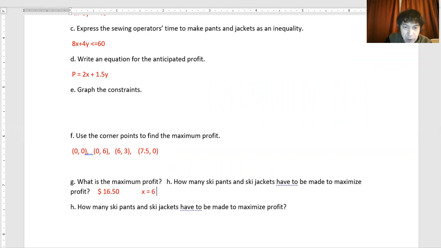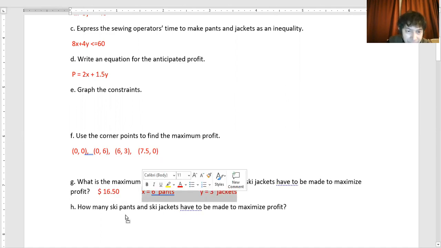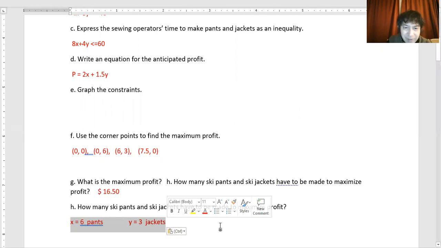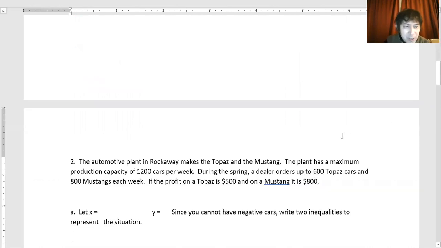So we have 6 pants there. And how many jackets? That would be for Y. Of course, that would be 3 jackets there. Okay, these are the answers. And that goes to letter H. Okay, all right, so we can have that also over there. How many ski pants and ski jackets? All right. Okay, so we can now proceed to our next.